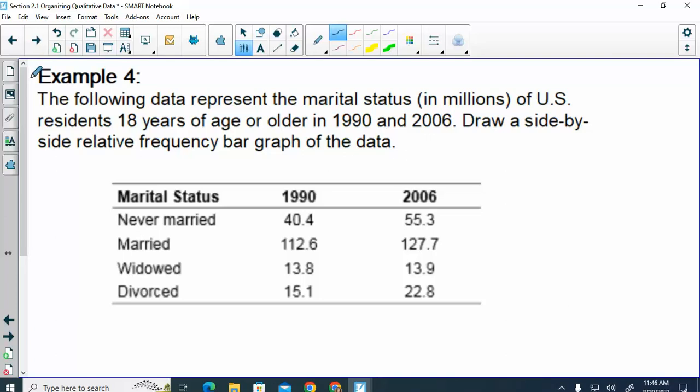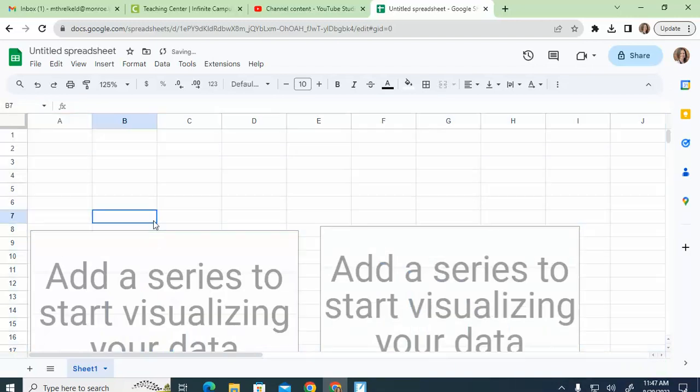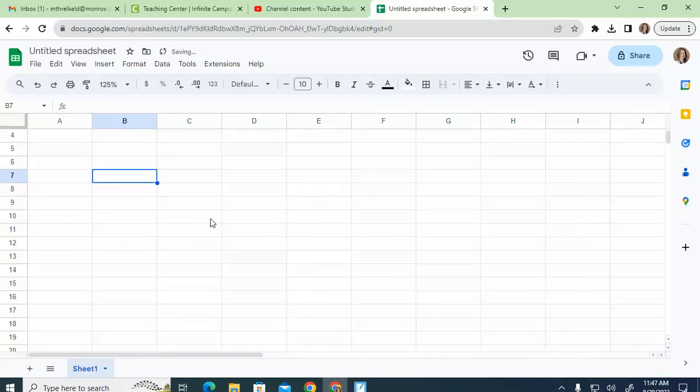The following data represents the marital status in millions of U.S. residents 18 years of age or older in 1990 and 2006. I want a side-by-side relative frequency bar graph of the data. So if I'm trying to make my graphs, what do we have to do first? Yep, we need to go ahead and put this in Google Sheets. I'm just going to delete out all my other stuff.